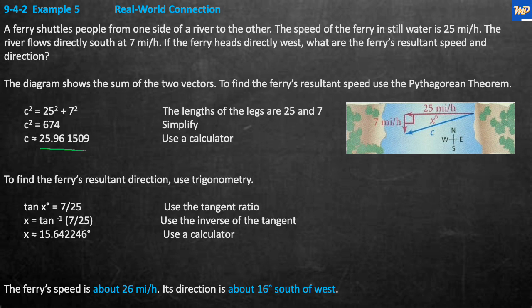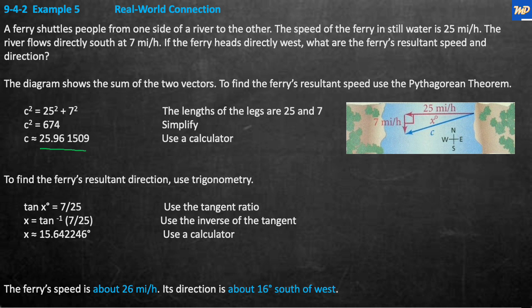Then it says to find the resultant direction, we use trigonometry. And what is it? We're going to use the tangent. We have both legs, we don't have the hypotenuse. So whenever that's the case, and the angle we're looking for is across from the opposite, the 7 miles per hour, that's going to be our opposite, and the 25 will be our adjacent, or the 7 over 25. So the tan of x is equal to 7 divided by 25. But we need the inverse tan because we want the angle. We know what the tangent of the angle is, but we don't know what the angle is.